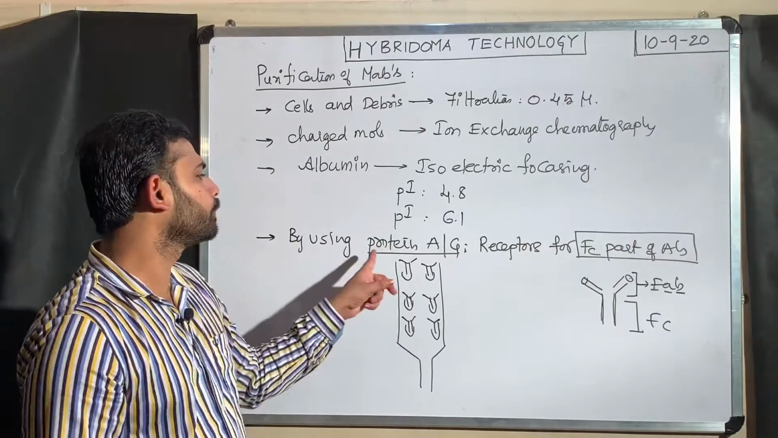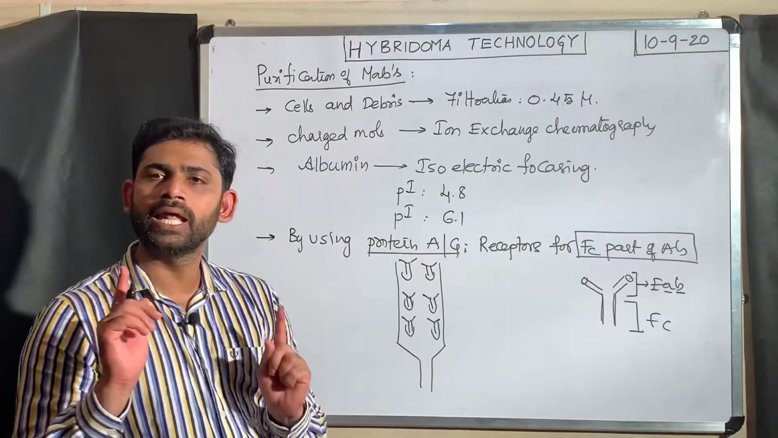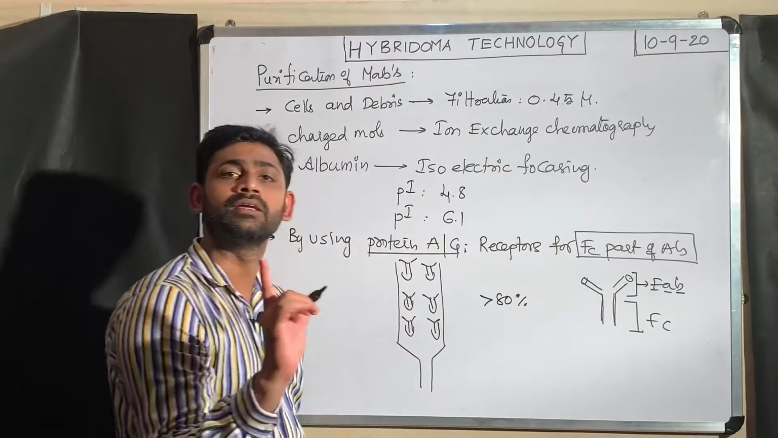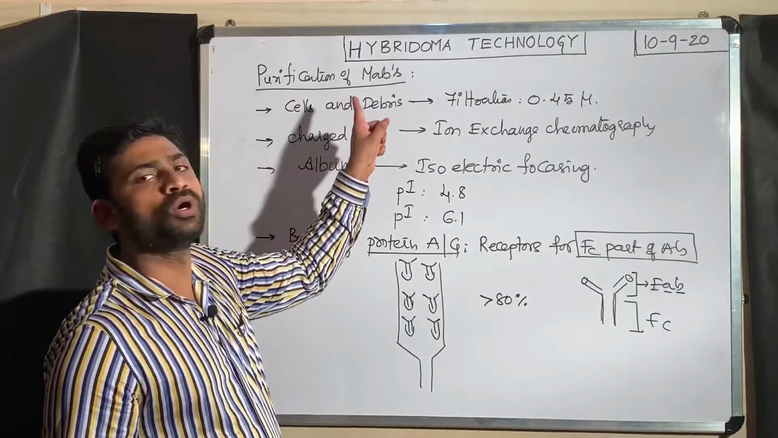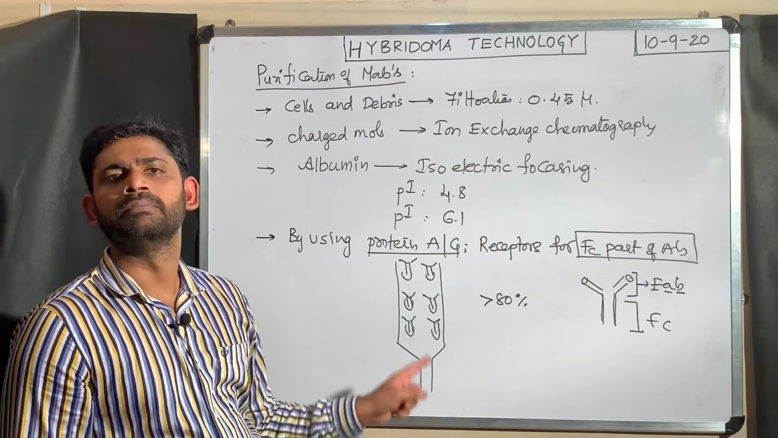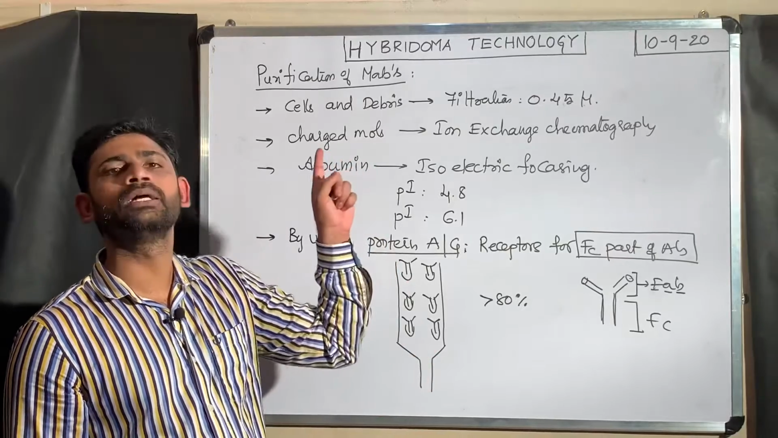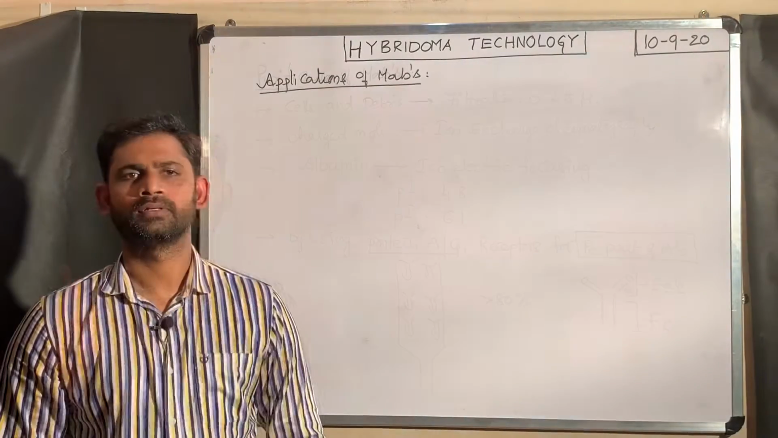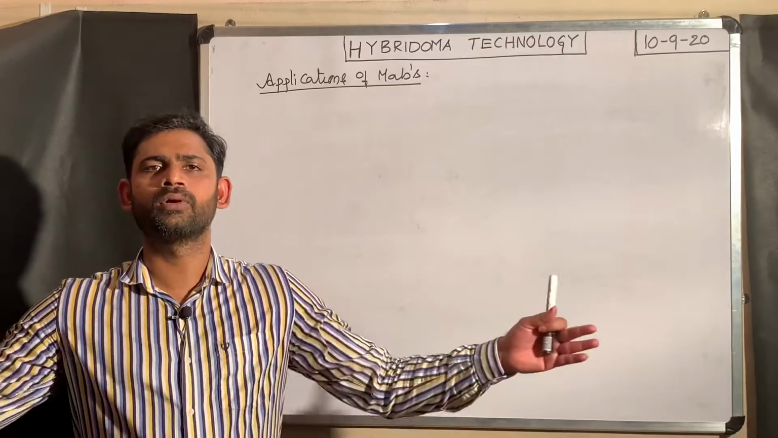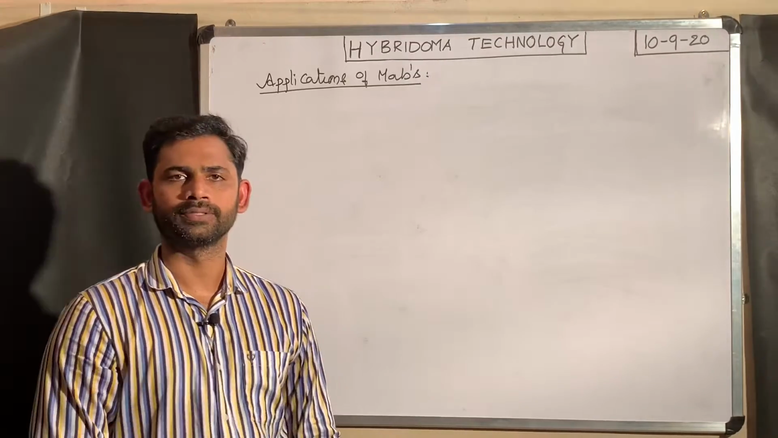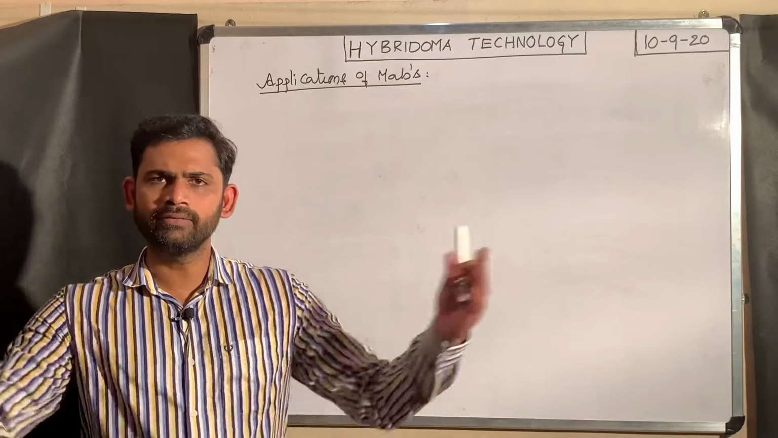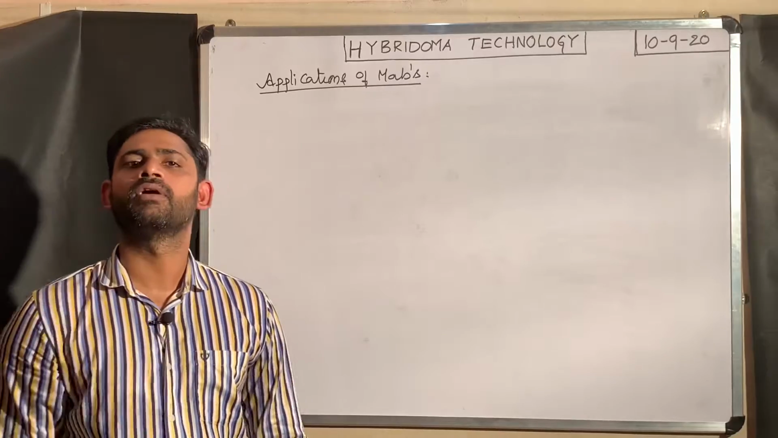That is why with protein A or G, we can get greater than 80% accuracy in the purification of the monoclonal antibodies. These are the different ways by which we can purify the monoclonal antibody. Through hybridoma technology, we can produce a large quantity of monoclonal antibodies. Now, these monoclonal antibodies have diverse applications in medicine and physiology.